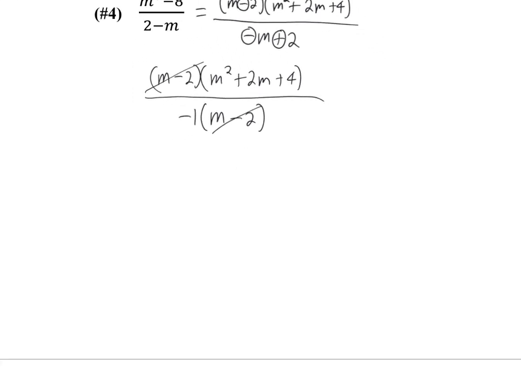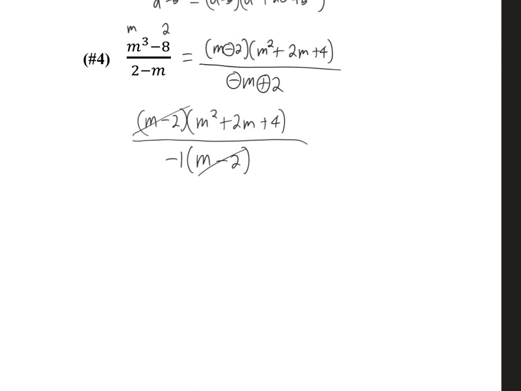So now what we have is m squared plus 2m plus 4 divided by negative 1. If we divide those all by negative 1, we're going to get negative m squared minus 2m minus 4. And there's our answer, okay? And negative m squared minus 2m minus 4 does not really factor nicely, so that's going to be our final answer.